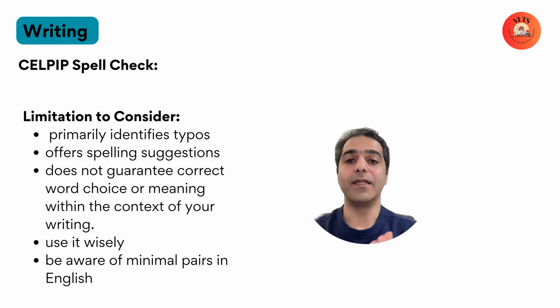That's why this is a limitation, and you have to use it wisely in order not to lose any points for words that were actually right or wrong when you mistakenly choose one of them. So be aware of English spelling and minimal pairs.